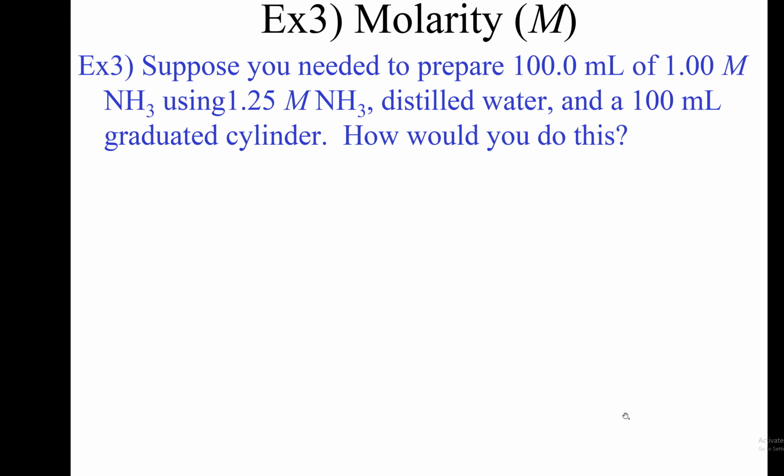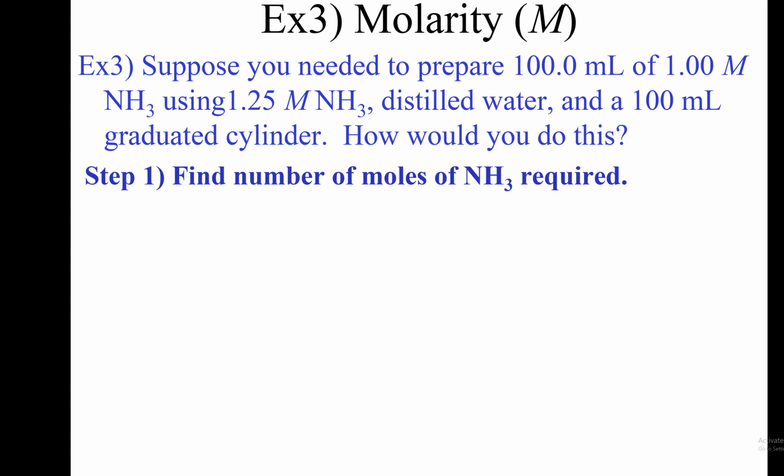All right, let's move on to something a little different here. Let's assume we're preparing 100 mL of 1 M using 1.25 M NH3, distilled water, and a 100 mL graduated cylinder. How would you do this? These are very classic examples of the experimental part of diluting things. If I ask you to prepare 100 mL of 0.1 molar using 1.25 molar, and you have a 100 mL cylinder, let's go ahead and run it.